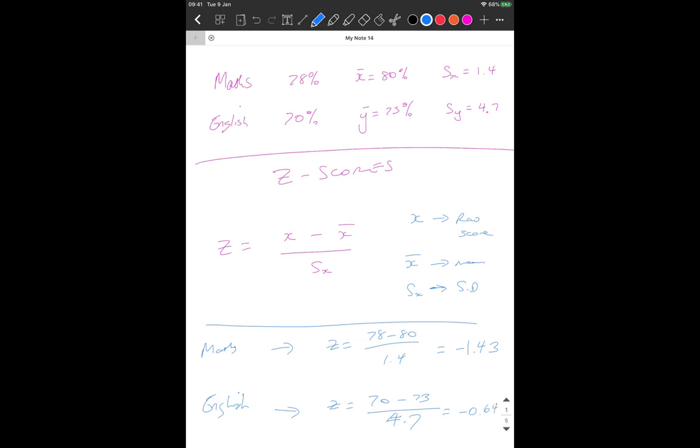So now we can be even more specific or even more accurate than we were in the beginning. We knew that maths was more than one standard deviation below the mean, and we knew that English was less than one standard deviation below the mean, but now we know exactly how many standard deviations below the mean it is. So maths is 1.43 standard deviations below the mean, and English is 0.64 standard deviations below the mean. The fact that our z-score is negative means that it's below the mean, and the value of the z-score says how many standard deviations it is either above or below.